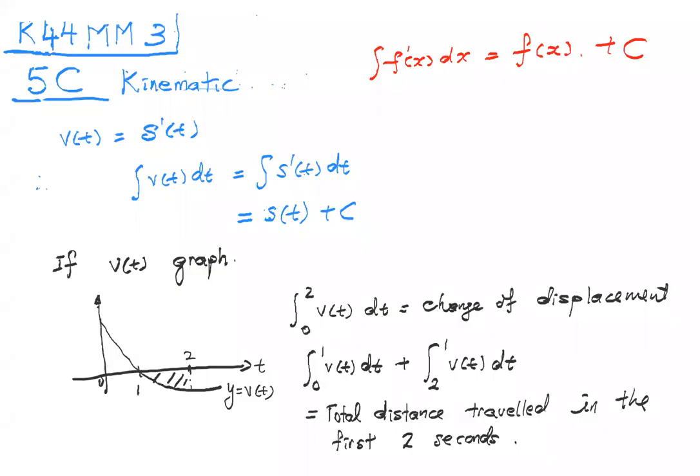5C.2. If the whole area is above the t-axis, then the total distance, this can also be the total distance traveled. Are you clear? Can or not? So that is the first interpretation every one of us must have in mind. Area bounded by the curve of VT represents total distance traveled. That is the first interpretation that we have to remember. Okay, so now let's go to this particular question.